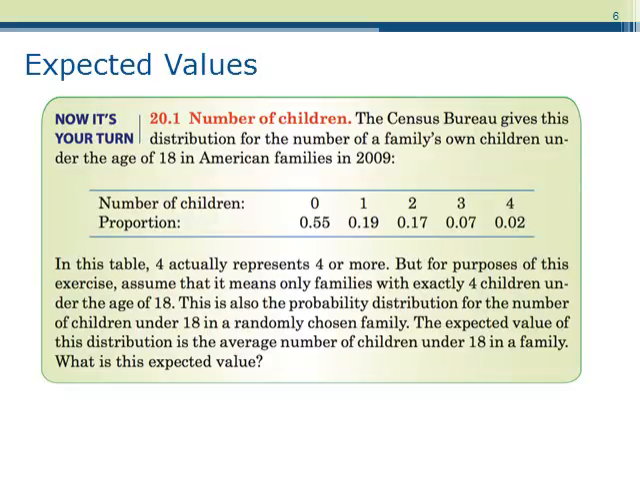Now you try one. Below is the probability model for the number of children under 18 for American families in 2009. In the table, 4 represents 4 or more, but assume that it means the family has exactly 4 children under 18. Use this model to find the expected value for the number of children for a randomly selected American family. So pause the video and unpause when you're ready for the answer.